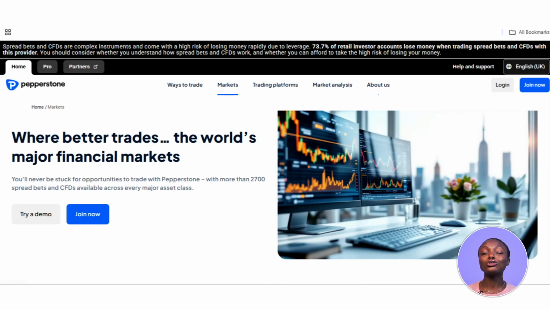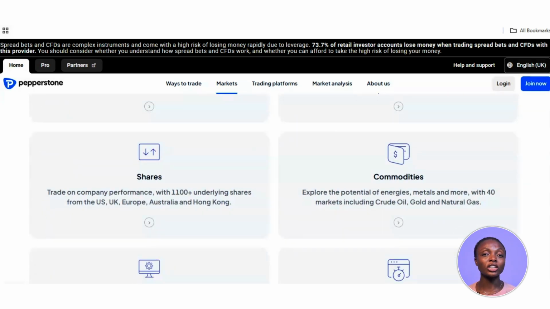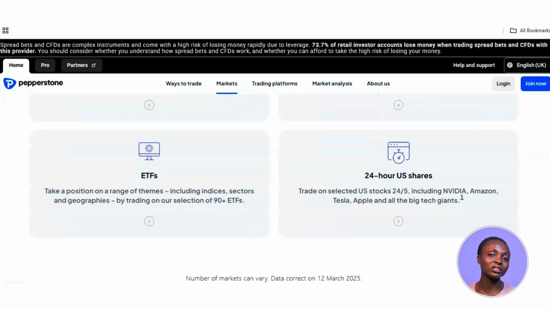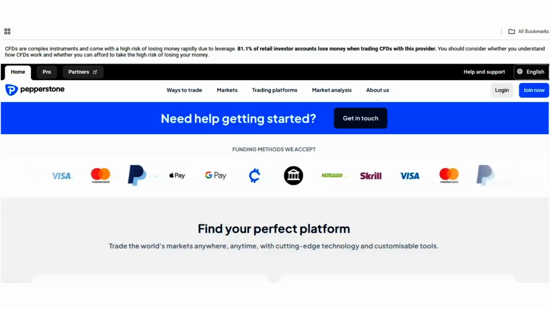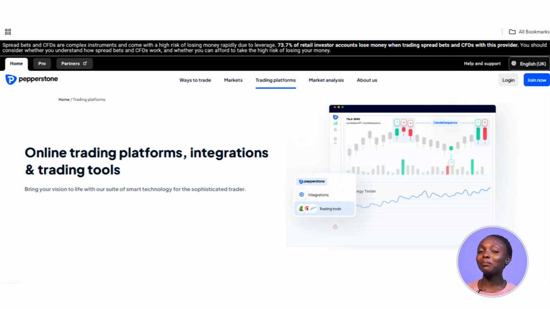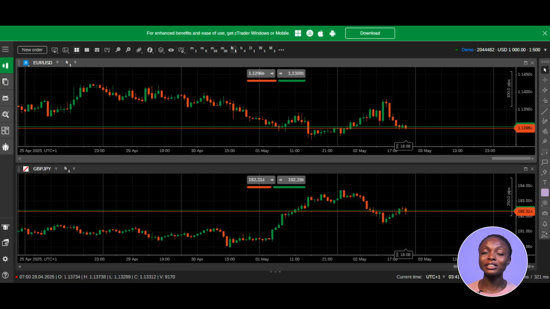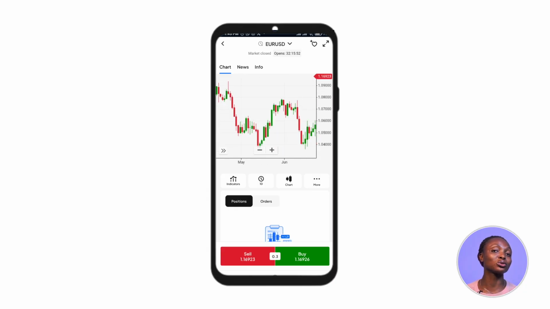You can trade over 2,700 tradable instruments comprising of Forex, indices, commodities, shares, ETFs, and forwards. Funding and withdrawals can be made via card payments, e-wallets, and bank transfer. Their trading platforms are more versatile when compared with other brokers. You can trade with MetaTrader 4, MetaTrader 5, TradingView, cTrader, and their flagship Pepperstone platforms.